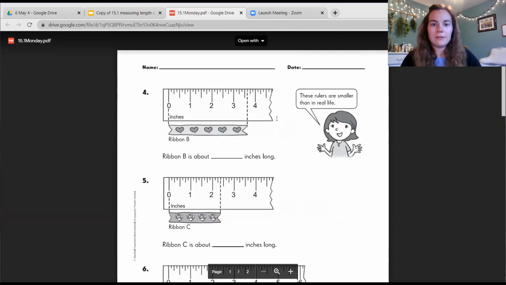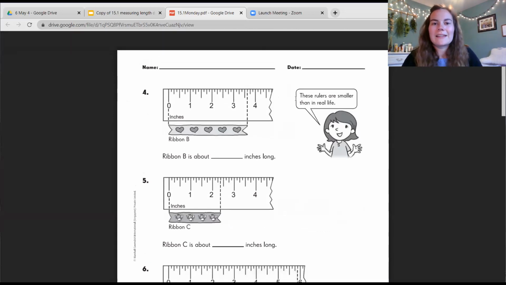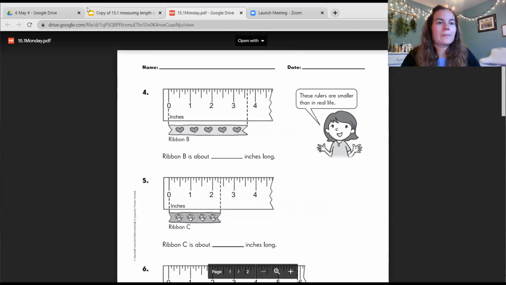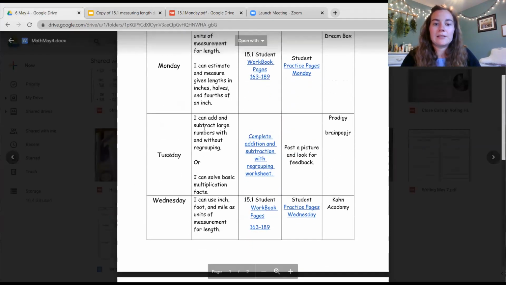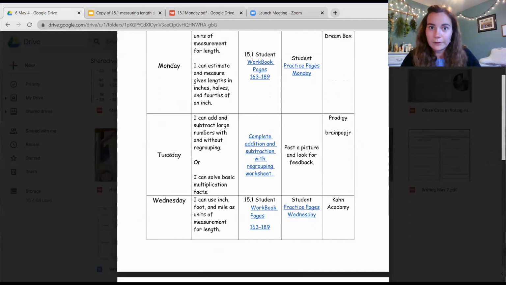And then you can submit that to your teachers. And tomorrow, remember, you'll be doing the adding and subtracting with and without regrouping.